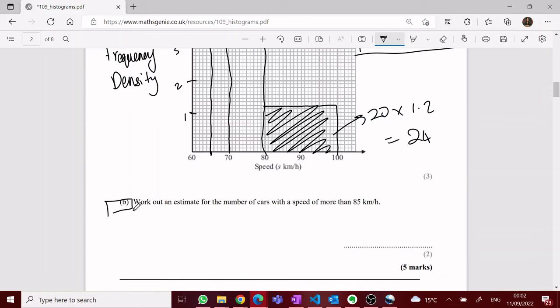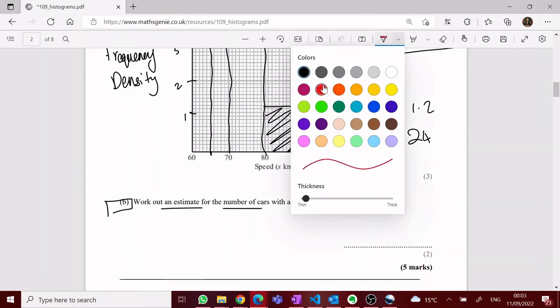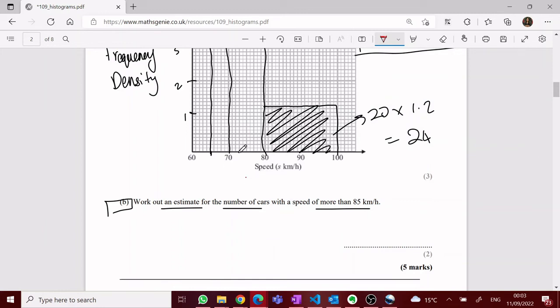So I would suggest noting this down, as it's very important and would be very helpful for you in part B. So in part B, they asked you to work out an estimate for the number of cars with a speed of more than 85 kilometers per hour. I'm just going to use a different color to make it a bit easier to see. So 85 is somewhere along the lines of here.